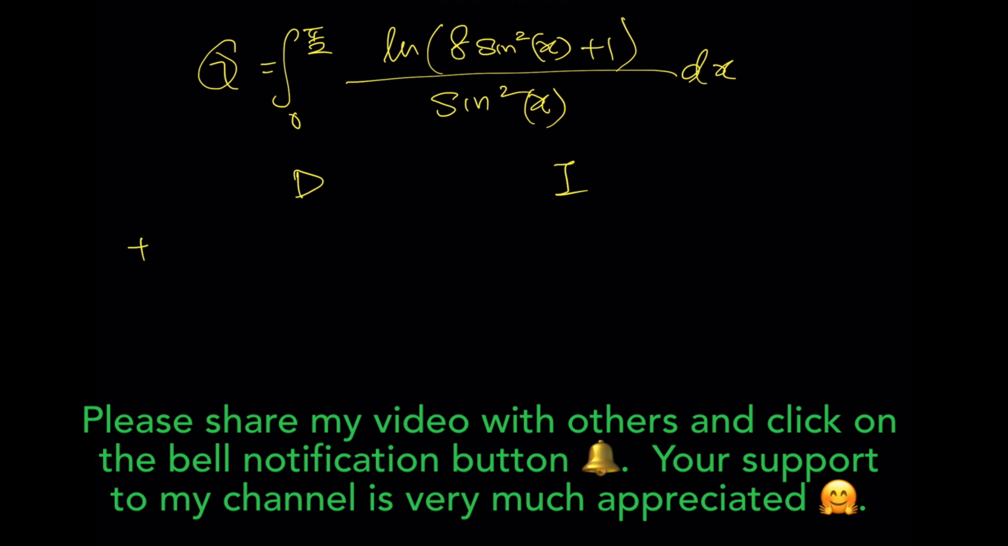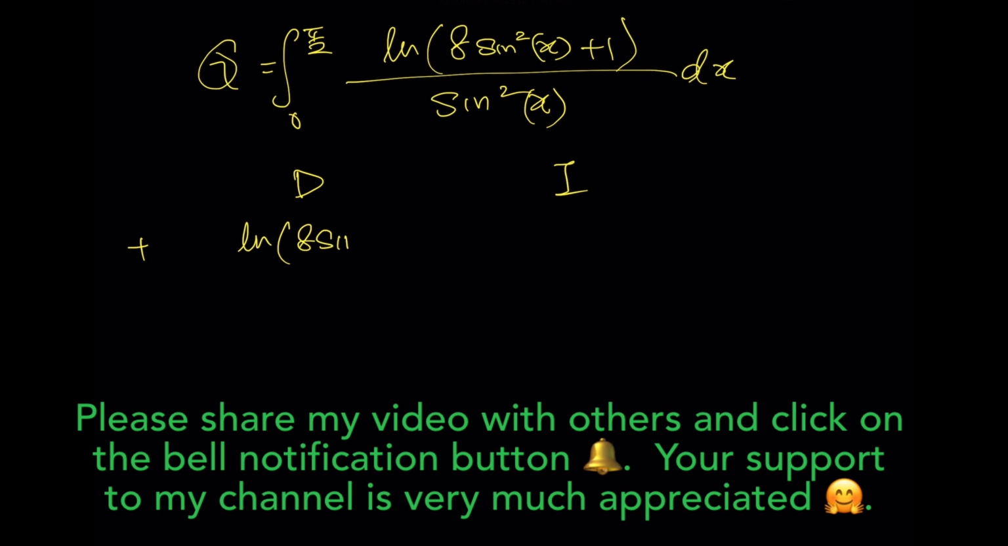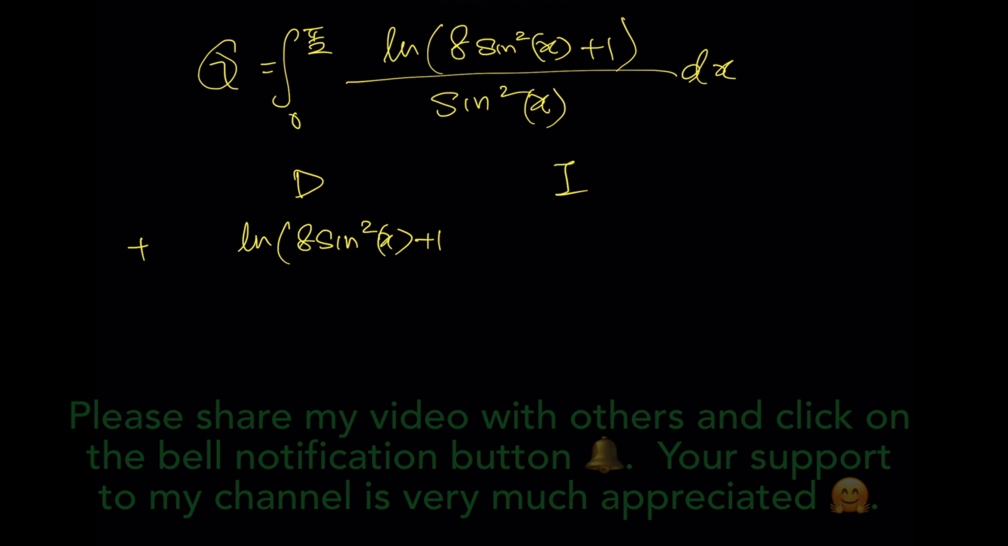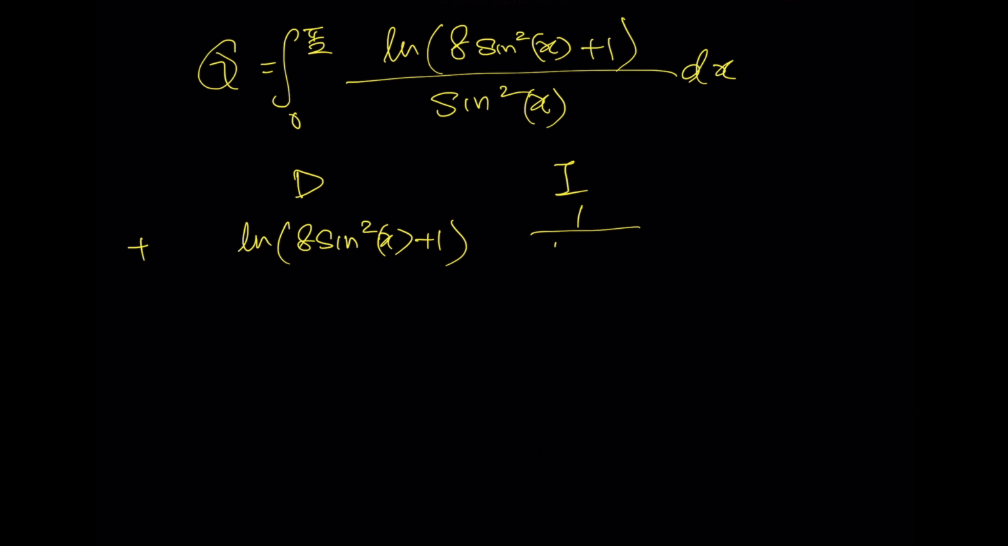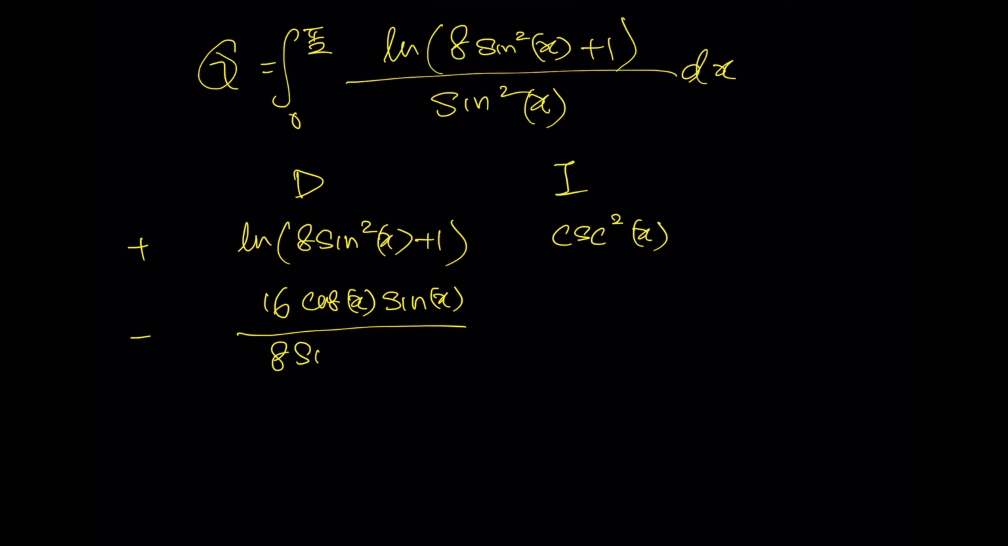First row is positive. We choose natural log x sine power 2x plus 1 for differentiate, and then 1 over sine square x for integrate. Of course, we can rewrite as a cosecant square x. Second row is negative. For D, numerator is differential of x multiplied sine square plus 1, which is 16 cosine x and then sine x, while the denominator is x sine square x plus 1. And then integral of cosecant square x gives us negative cotangent x.